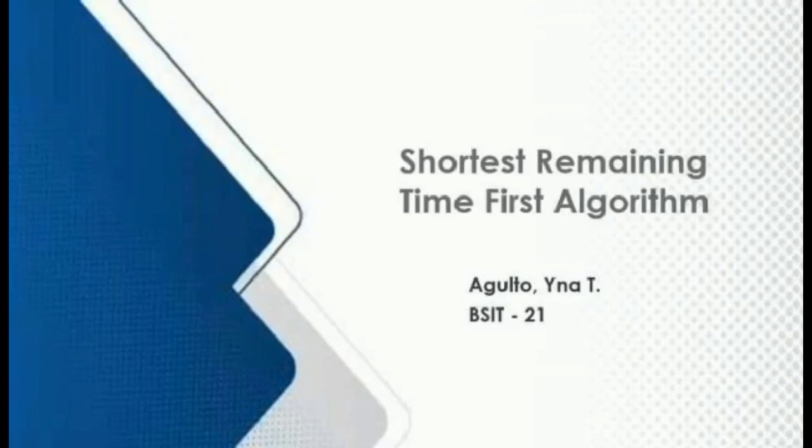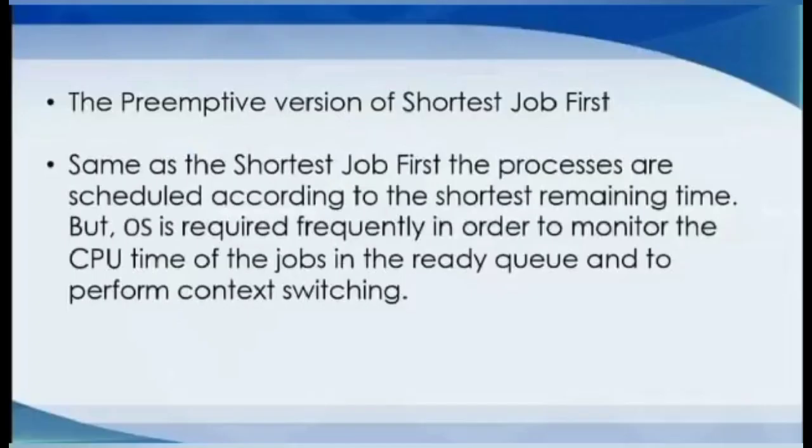The next topic is shortest remaining time first. So first, what is shortest remaining time first? Shortest remaining time first is the preemptive version of shortest job first scheduling. With the help of the SRTF algorithm, the process having the smallest amount of time remaining until completion is selected first to execute. So basically in SRTF, the processes are scheduled according to the shortest remaining time, just like in SJF, or shortest job first.